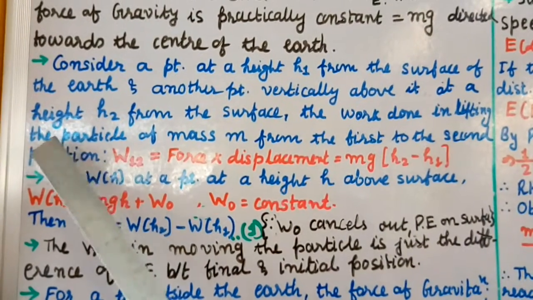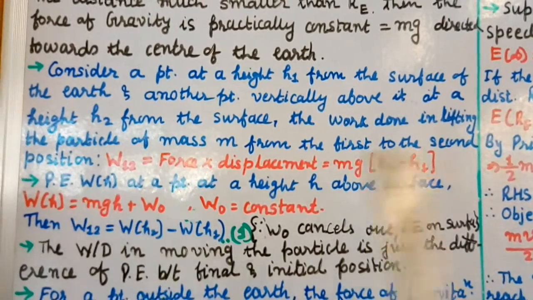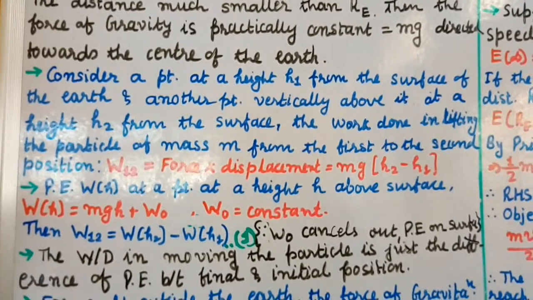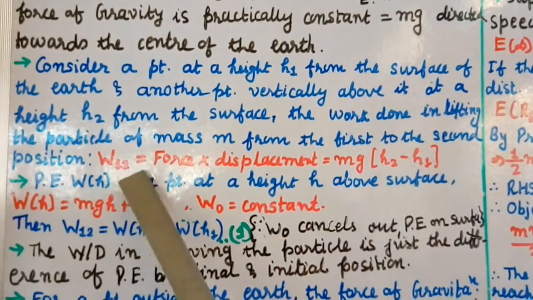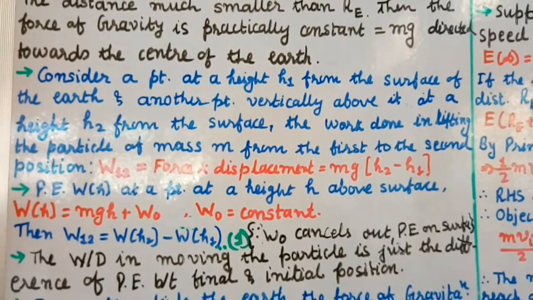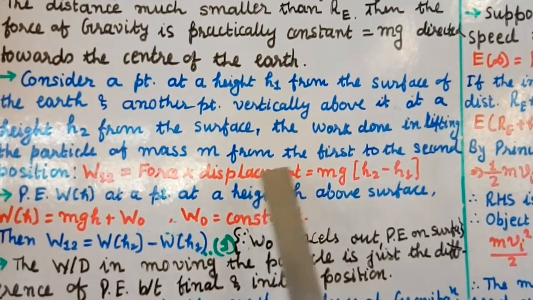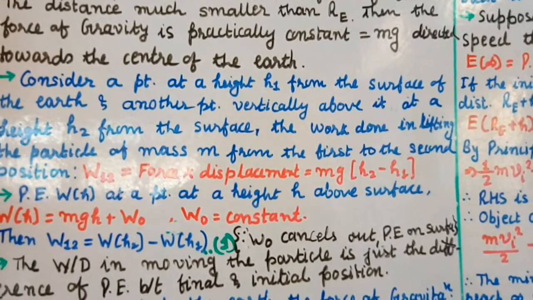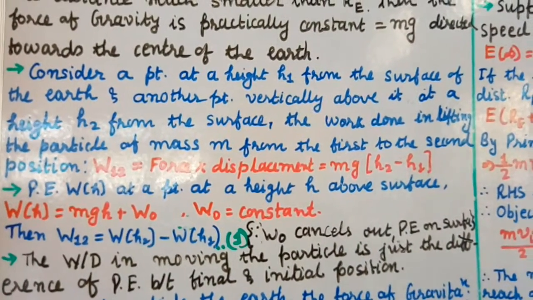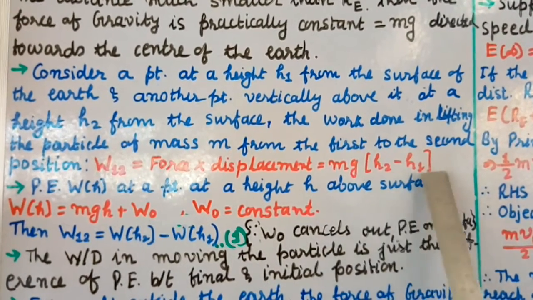The work done in lifting the particle of mass m from the first to the second position. Now suppose we have got a particle of mass m and we want to lift this from height h1 to height h2. Then the work done is given as W12 equal to force into displacement. Now force, we say that near the surface of the earth the force is almost constant and is equal to mg. Okay, so the force is mg and the displacement is the change in the position, right? So that is h2 minus h1, the difference between final and initial position. So the work done W12 is equal to mg (h2 minus h1).